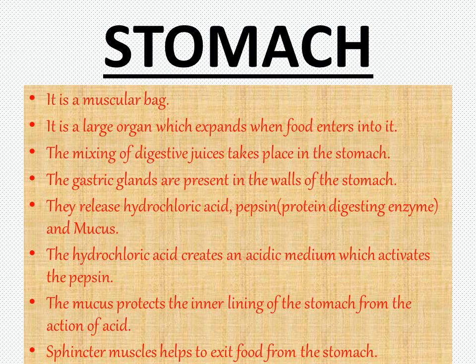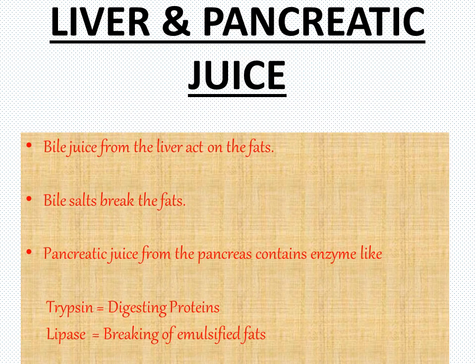So these are the mixing of digestive juices which are taking place in the stomach. Now the stomach, after mixing, has to send this food to an organ called the small intestine. To move the food mixed with digestive juices into the small intestine, sphincter muscles are required. Sphincter muscles help the food to exit the stomach. With the help of this, the food is sent to the small intestine.